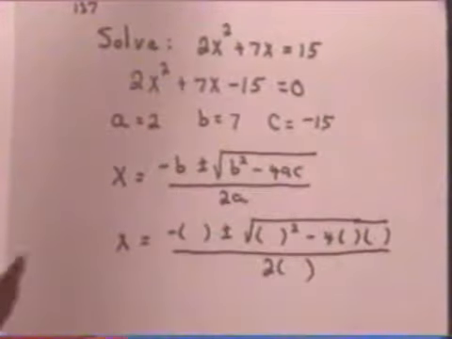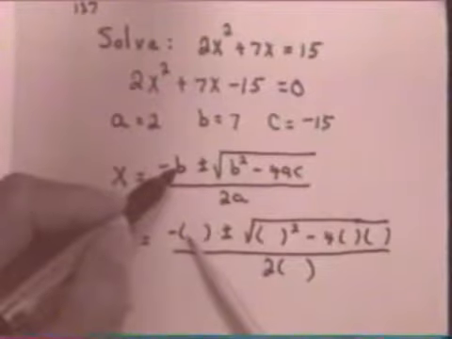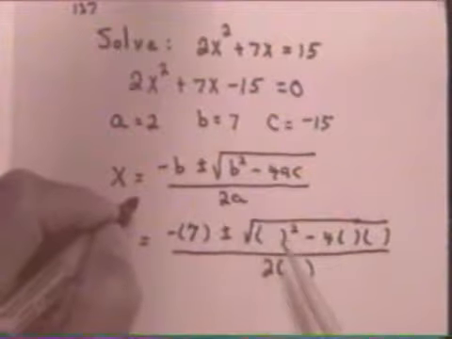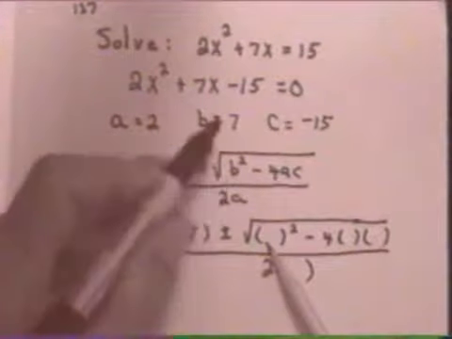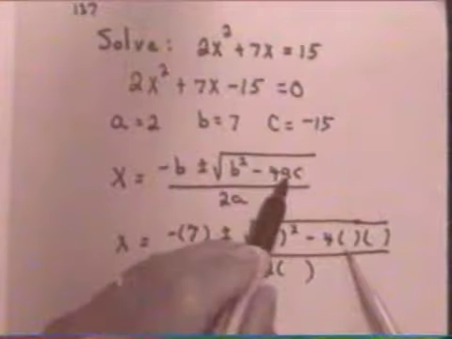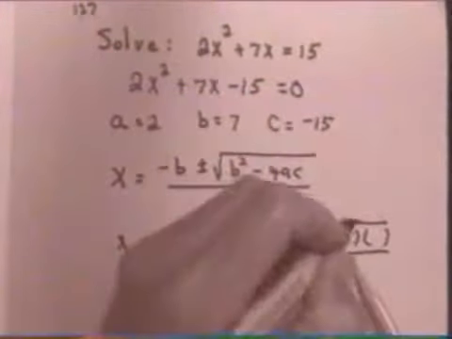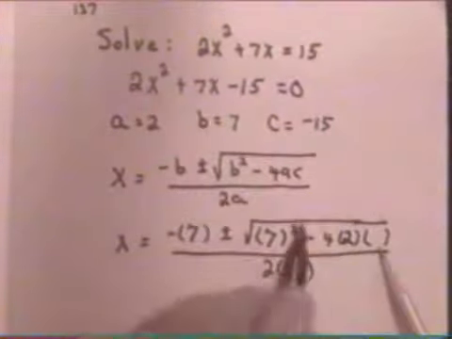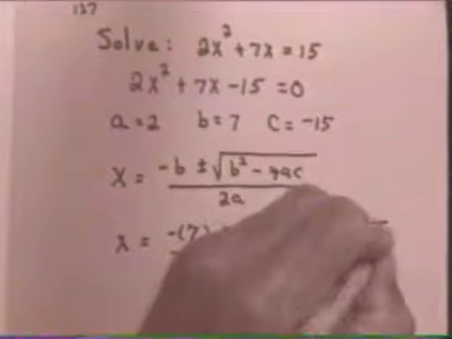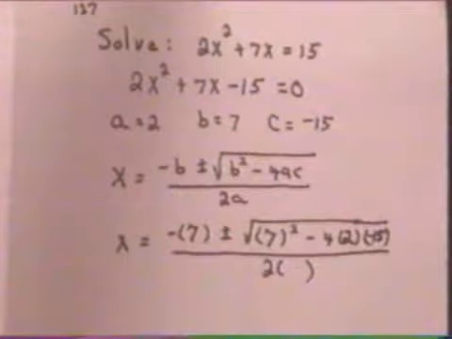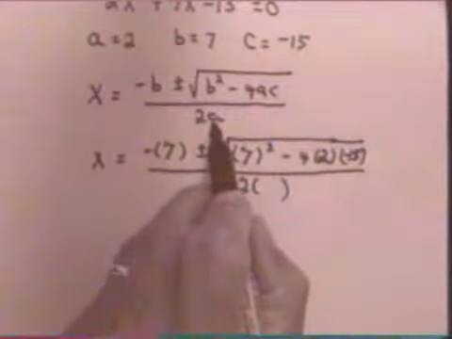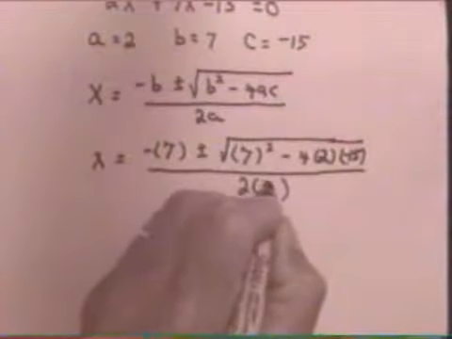Now in the place of this first set of parentheses here, we have B. B is 7, so I'm going to put a 7 in there. In place of this parentheses, it calls for B. B is 7, so 7 goes there. In place of these, I need A. A is 2, so I have a 2 in that position. And this position calls for C. C is negative 15, so I'm going to put in negative 15. This position is A. A is 2, so I put in my 2.